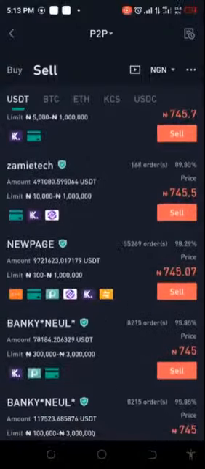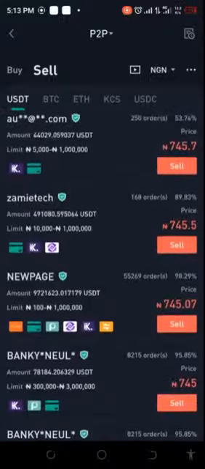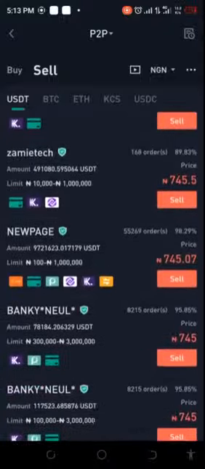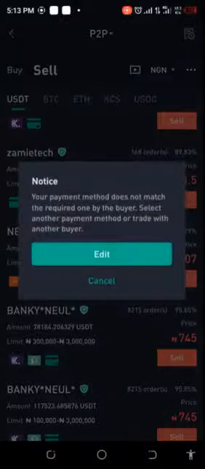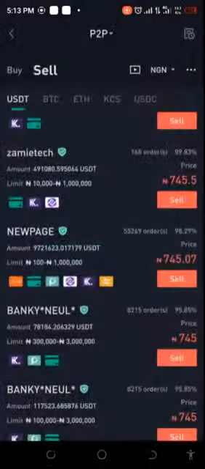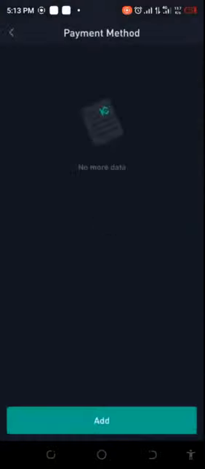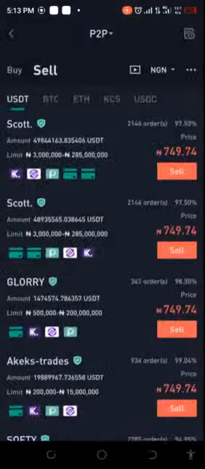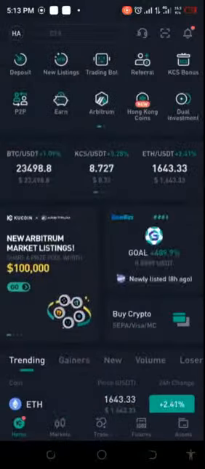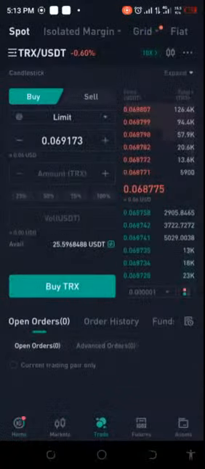So sliding down, you can look for the price range that you actually want to use. Let's just check on this one and see whether there's a potential. It said your payment method does not match the required one by the buyer. So we have to set up all of this, and we can edit and put in all the details. But I'm not going to go through all of this. I'm just showing you that we can actually withdraw our money even from P2P. But I'm just going to go back and do this by TRX, okay?